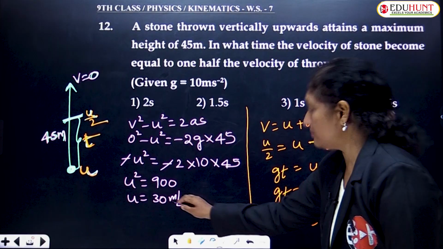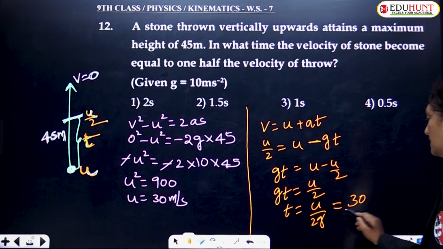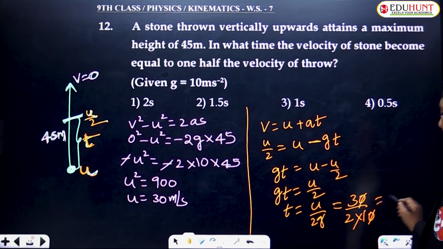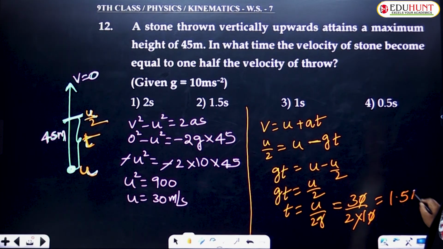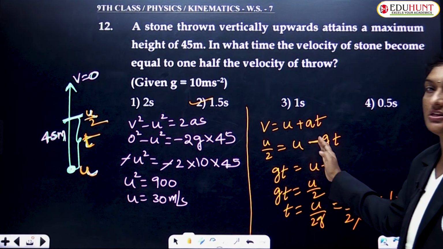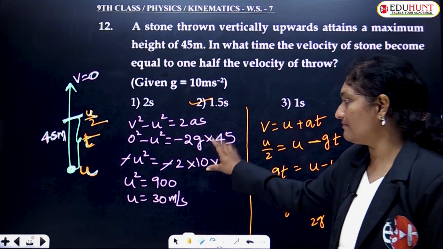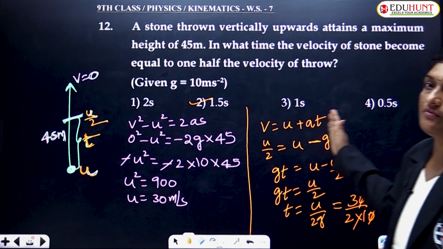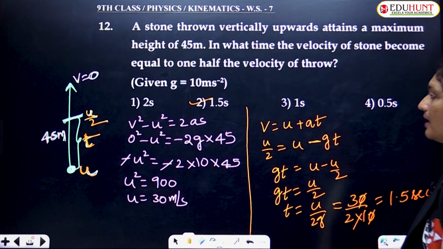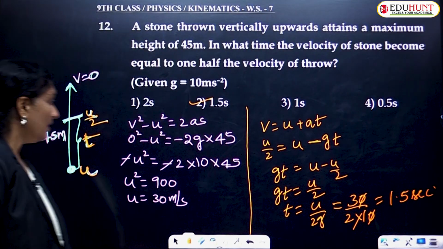What was the value of u? You found, children, 30. So after substituting the proper values, 30 upon 2 into the value of g, which is 10. Simplify. It is 3 by 2. 3 by 2 is nothing but 1.5 seconds. Hence second option. So you have to depend on two different equations. One is v square minus u square equals 2as, from which we can find the value of u. Later on v equals u plus at, from where you can find the time taken to reach half of the maximum height. Okay, children? Well, next question.